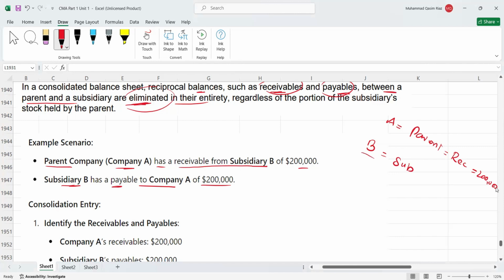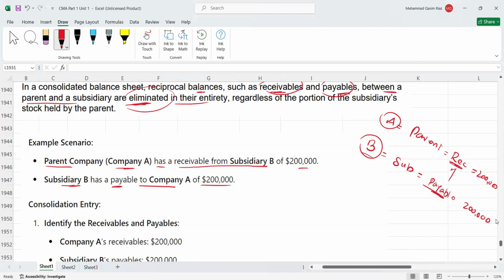It means in B's individual financial statements, which is the subsidiary, there is an amount showing as payable. This payable amount is 200,000. So actually, in B's financial statement, the payable is an amount which will be paid to A, but in A's financial statement, this receivable amount is from B. So now these are reciprocal balances, intercompany receivables and payables.